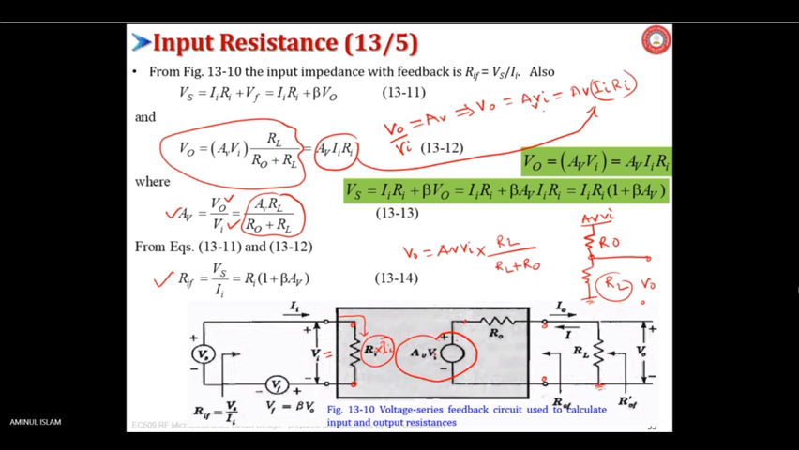RIF, resistance with feedback, input resistance with feedback, is Vs by Ri. Can you write this? For your aid, I have put this equation. It was not in the book. These green equations will help you to understand. Once you say yes, then only I'll go ahead.